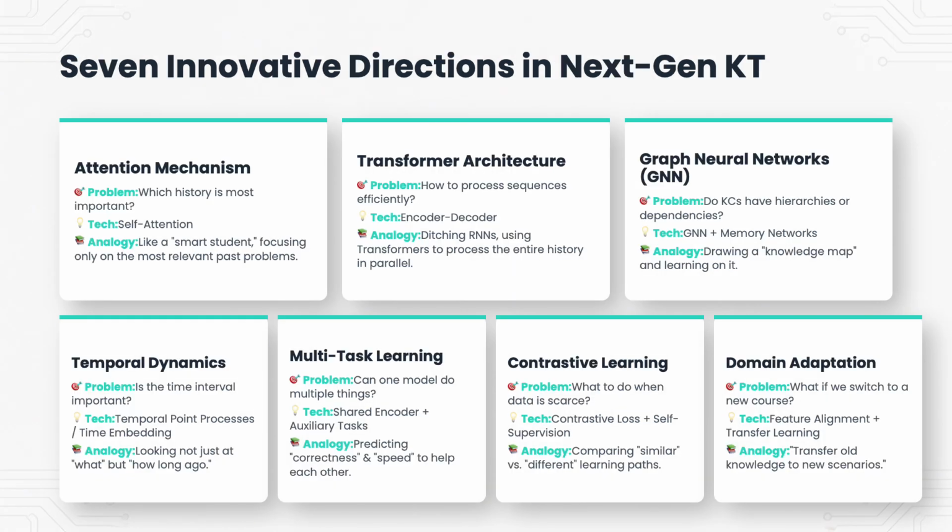To address these challenges, the KT community has explored 7 major innovative directions. These include using attention mechanisms to focus on key history, leveraging the transformer architecture for parallel processing, employing graph neural networks to model knowledge structures, capturing temporal dynamics to account for forgetting, adopting multitask learning for richer insights, utilizing contrastive learning for better generalization with less data, and finally, enabling domain adaptation for seamless transfer across different educational scenarios. In the next few slides, we'll break down each of these.